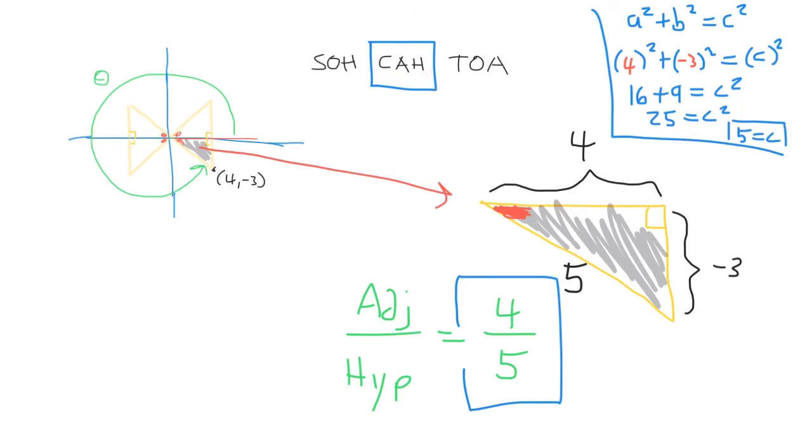And then we just went through the motions. We're like, okay, well, what's the adjacent? It's 4, positive 4. What's the hypotenuse? Well, okay, Pythagorean theorem, and then we have 5. So clearly the answer is 4 over 5. And that's how you do problem number 48.